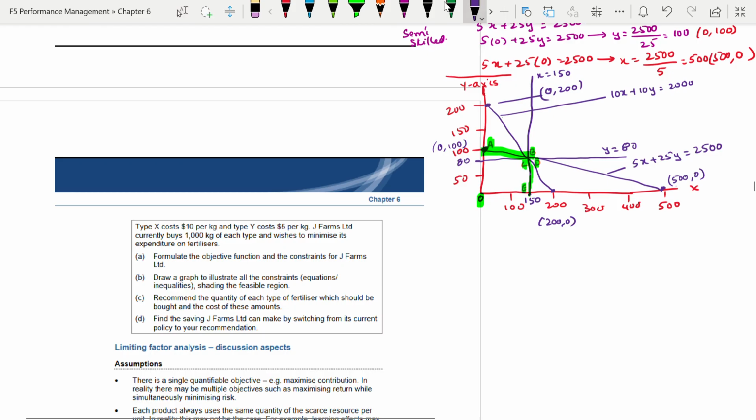Here we have to write feasibility region. Feasibility region is O, A, B, C, D and E. Are you clear about this?